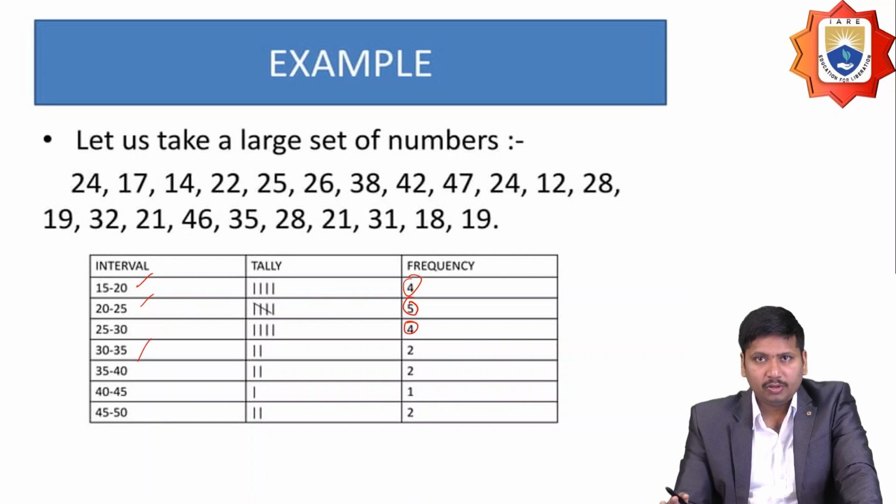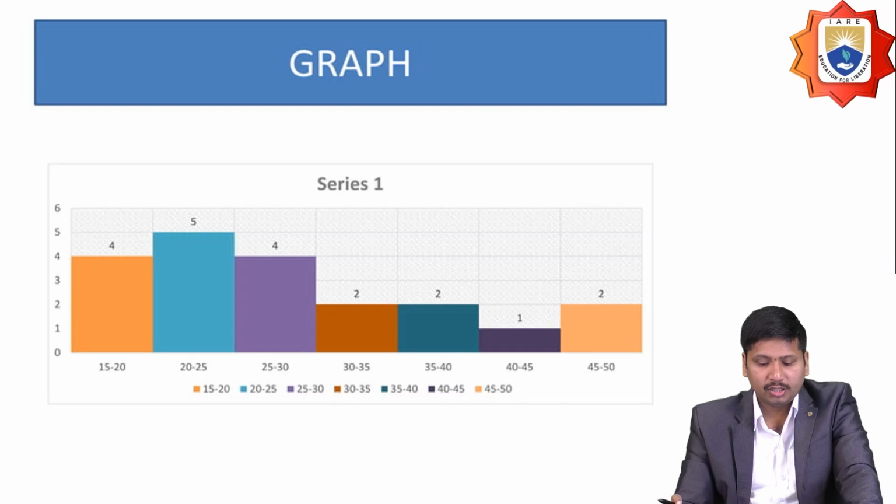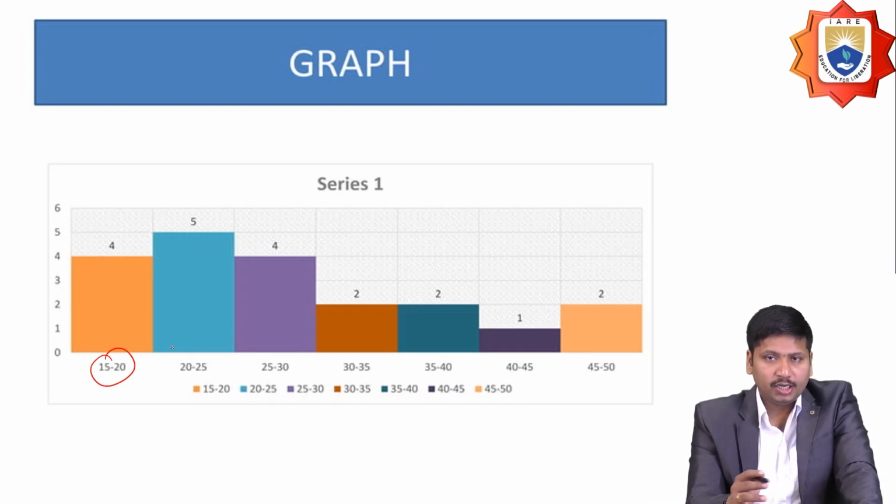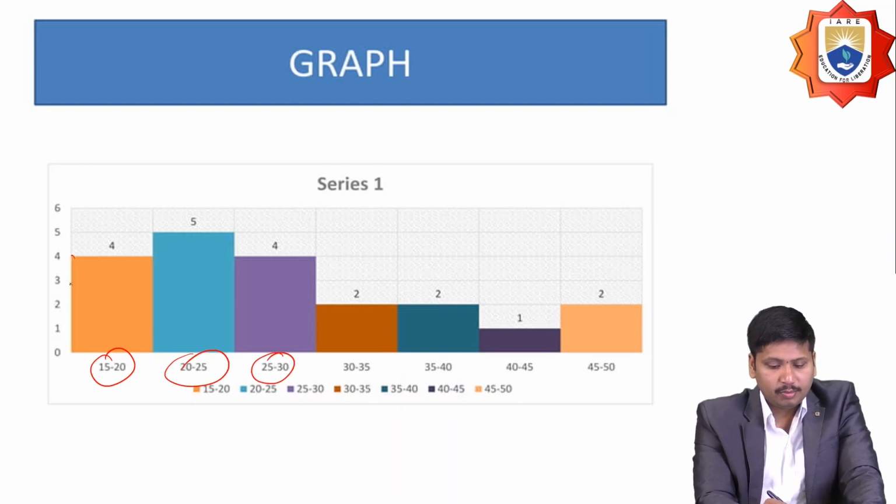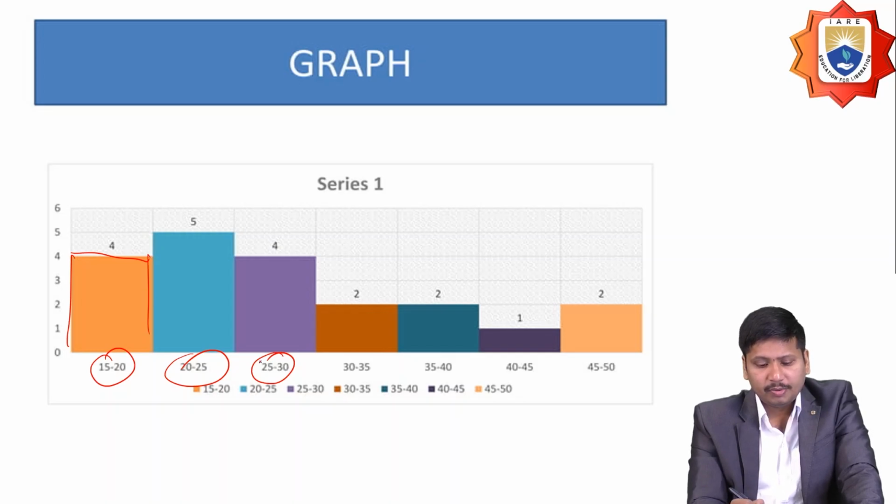Once I get the frequency data according to the intervals, that thing I have to consider, and I have to construct the histogram. By plotting this 15 to 20 interval, and 20 to 25, and 25 to 30, like this, I can represent what should be the frequency between 15 and 20, and for 20 to 25 what should be the frequency, and 25 to 30 what should be the frequency, and 30 to 35 what should be the frequency. Like this I can represent it.